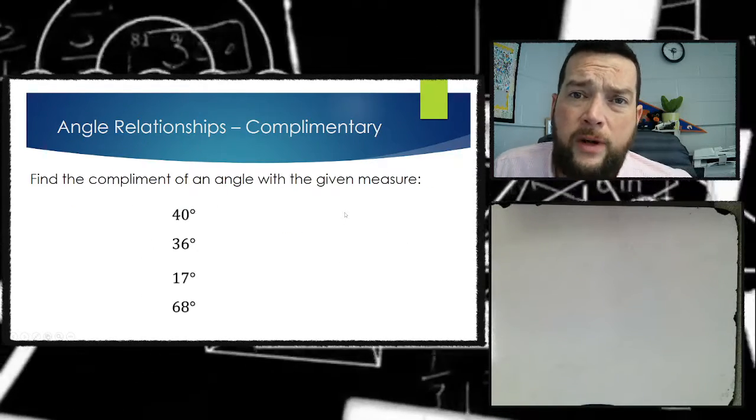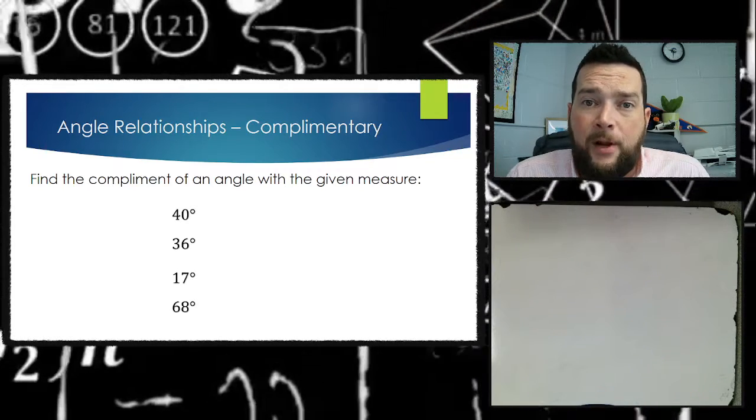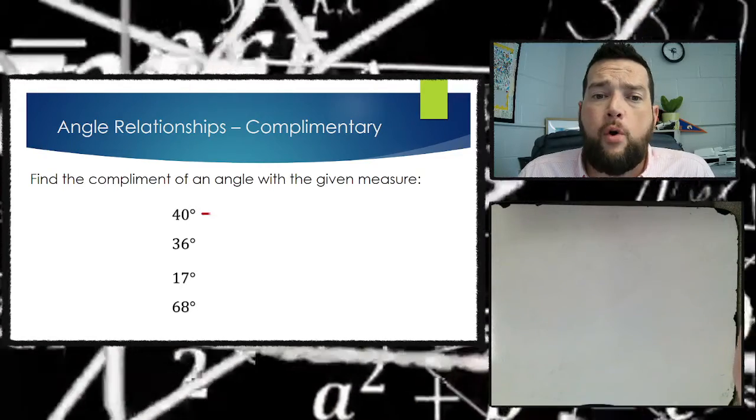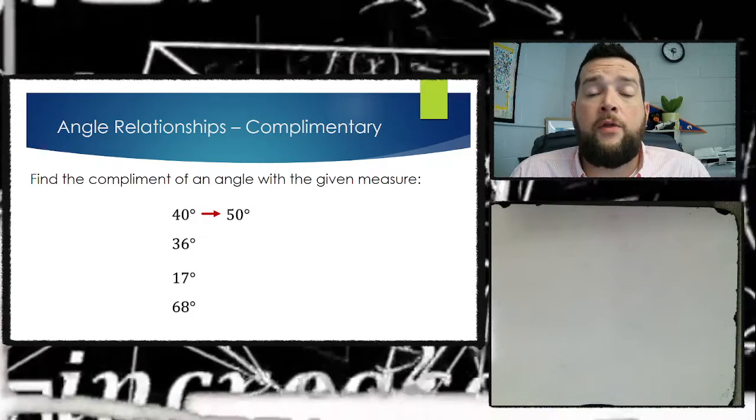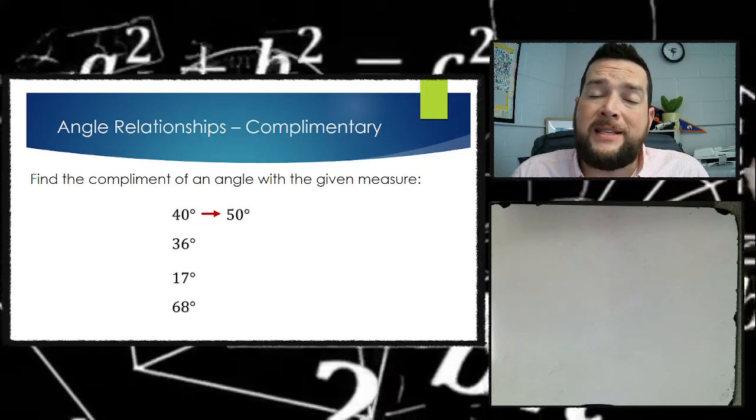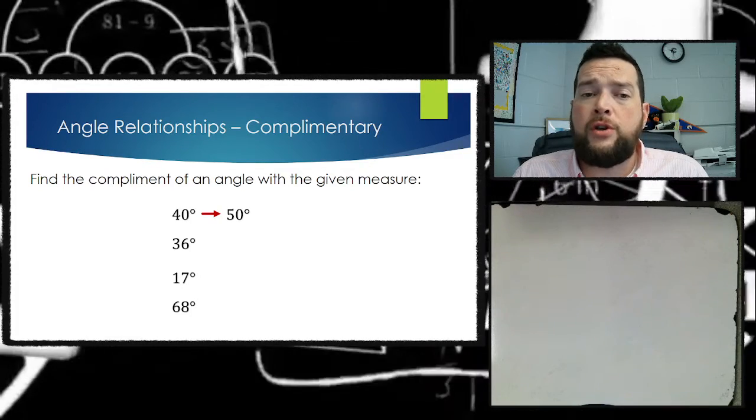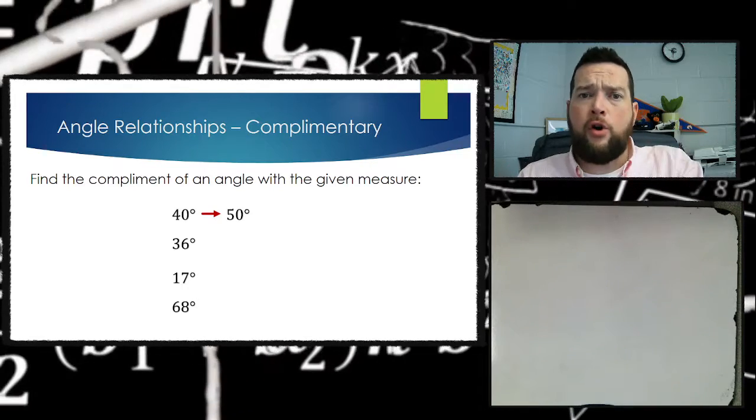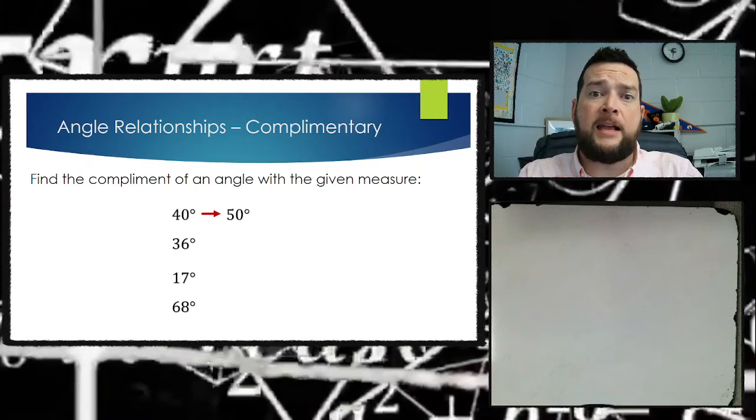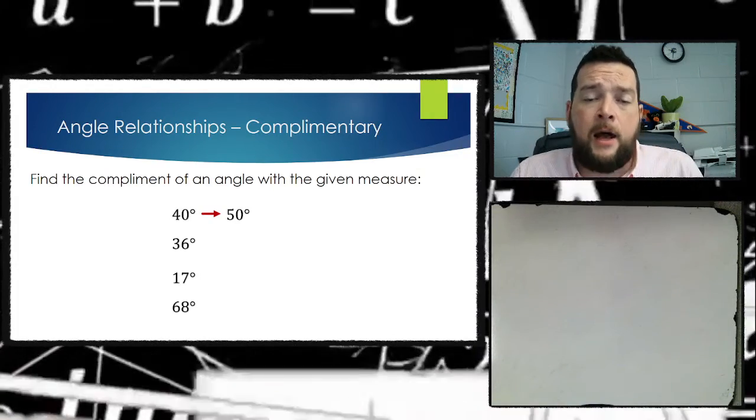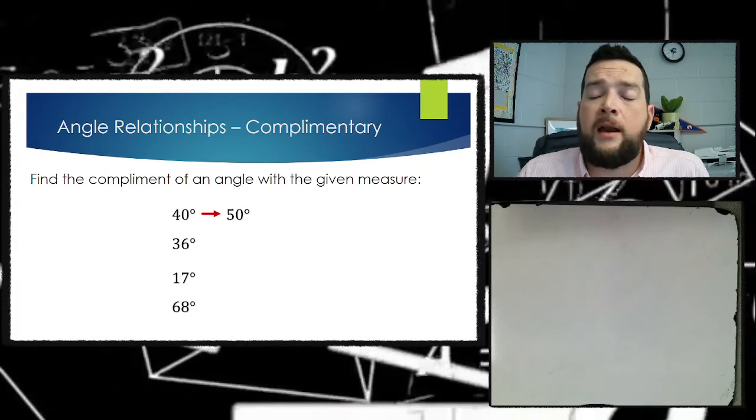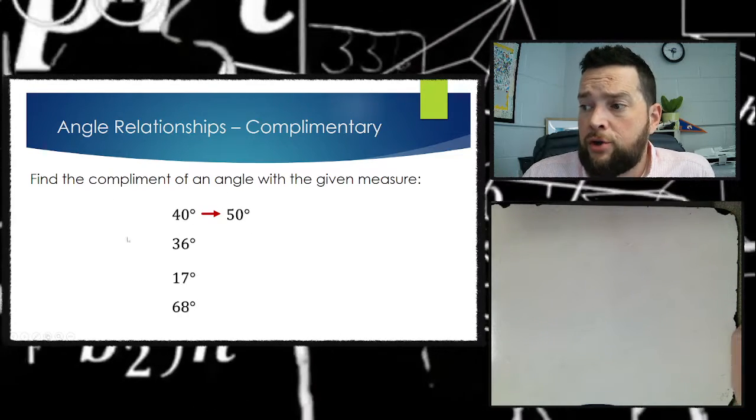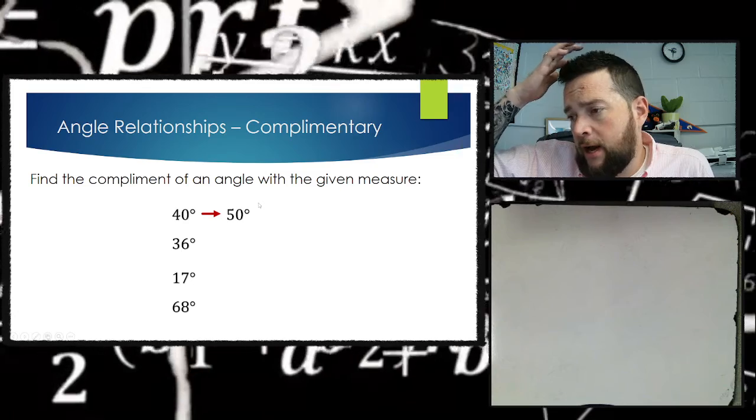So let's just start out really simple, and let's just name the complement of each of these numbers. So I'll get us started with this first one. The complement of 40 is 50, and the way that I know they're complements is they add up to 90 degrees. So when you see that word, the complement of something, what it's saying is, what's the other angle measure that you need in order to add to this particular one to add up to 90 degrees? So if you've got an angle measure of 40, the complement of that is the measure that you need to add to it to equal 90 degrees, which is 50.